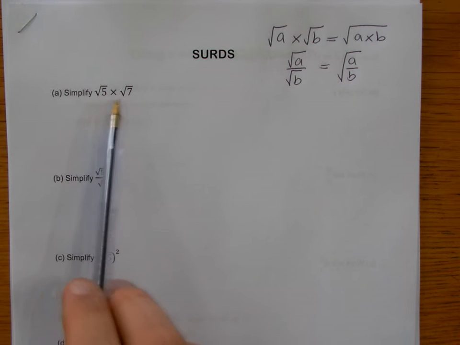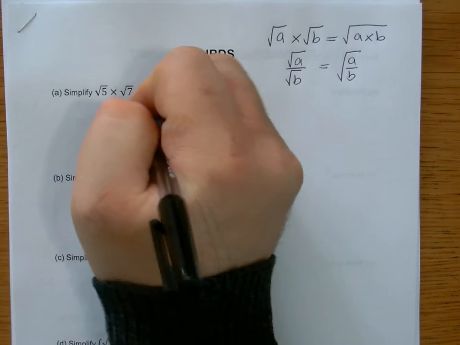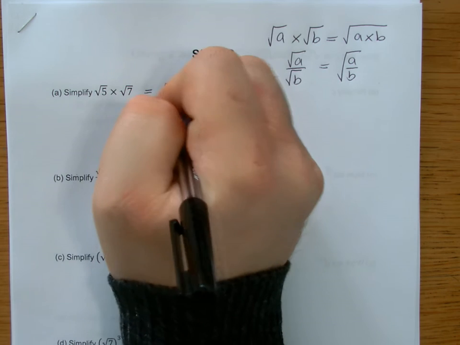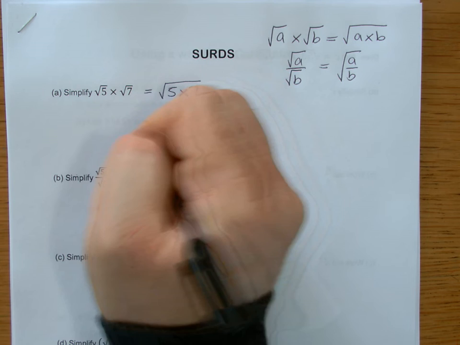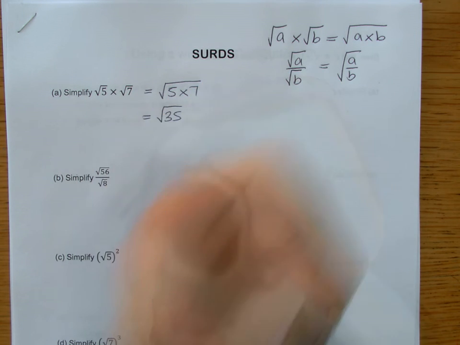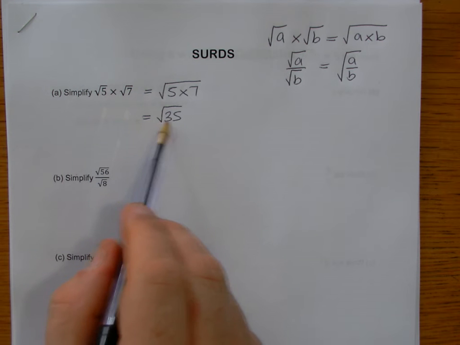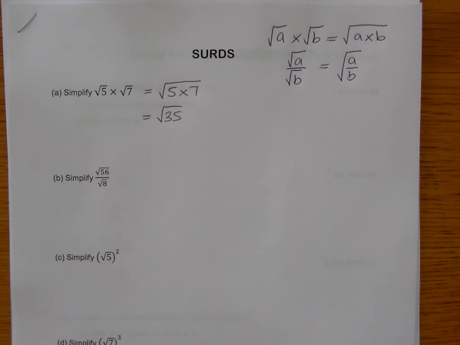So in terms of how this works in practice, if they ask us to simplify this here, we can write this as one surd and multiply the numbers inside. Of course, you can work that out and you get 35 inside. So we've actually simplified it. So instead of writing this, we can say it's equal to this single surd here.